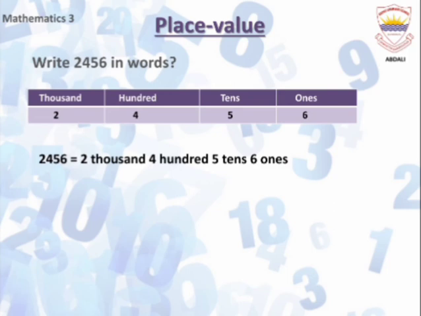We also write it in digits. Do you know how we write it? We write it with zeros. As discussed, we write 2 with 3 zeros. We write 4 with 2 zeros. We write 5 with 1 zero, and we write 6 as it is. We write it as 2000 plus 400 plus 50 plus 6.